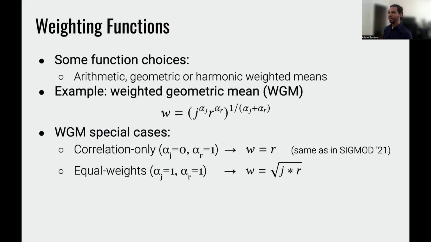In the paper, we consider these two special cases, essentially. One case where you are only interested in high correlation. So the weight for correlation is 1 and the weight for joinability is 0. And this resolves to the same case as the SIGMOD paper. And we are also looking at this equal weights setting where both are desirable, right? And this resolves to a score that is essentially a product between the joinability and the correlation.